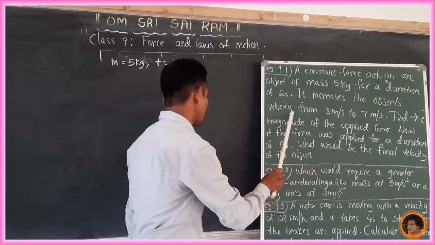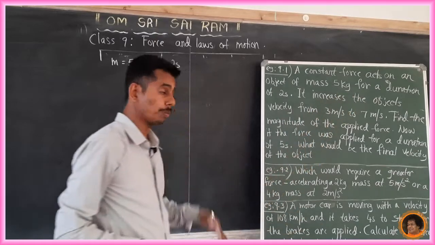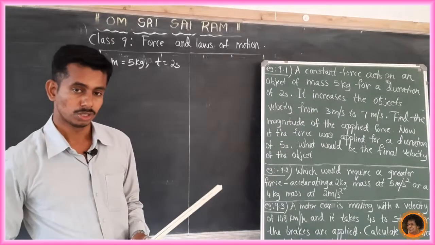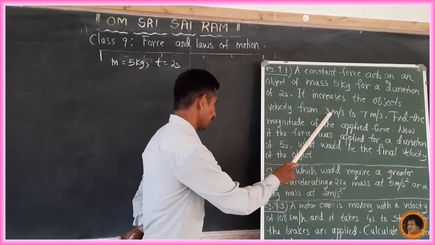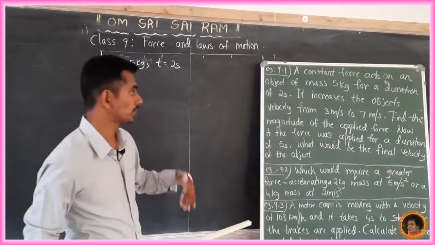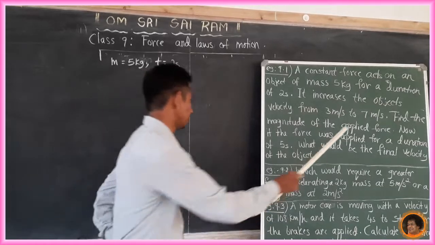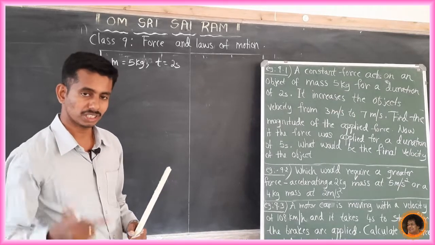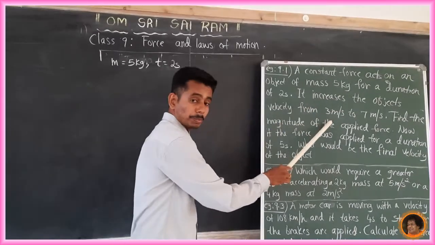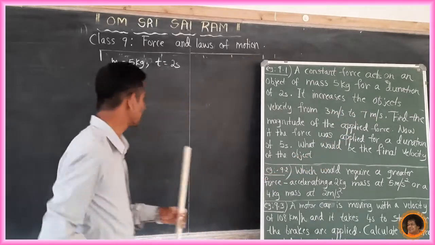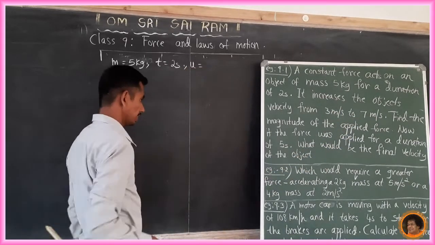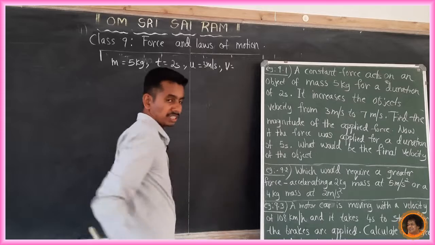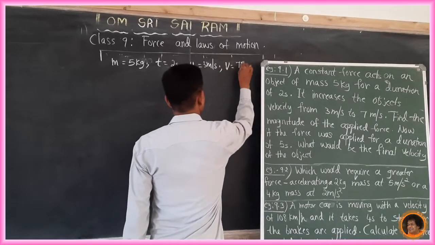It increases the object's velocity from 3 meter per second to 7 meter per second. So, the velocity changes. Earlier it is 3 meter per second. After that, when the force is applied, its velocity becomes 7 meter per second. Which velocities are given? Initially 3 meter per second, finally 7 meter per second. It means initial velocity, u, is 3 meter per second. Then final velocity, denoted by the letter v, is 7 meter per second.